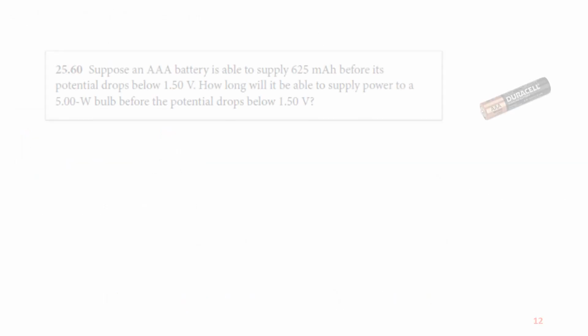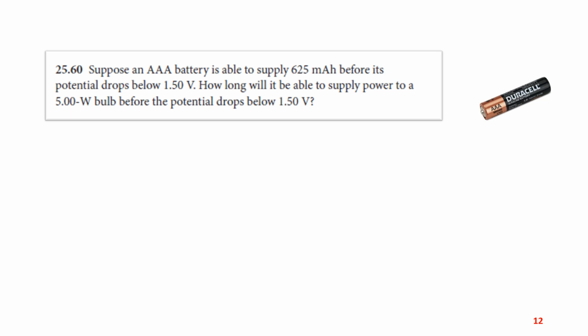We continue. So here is a question. Suppose a AAA battery, so this is what we call a AAA battery, is able to supply 625 milliampere-hours before its potential drops below 1.5 volts. The question is, how long will it be able to supply power to a 5-watt bulb? So how long means we need to find the time. What is given in the question is the charge Q, the delta V, which is 1.5 volts, the power, and they ask for the time.